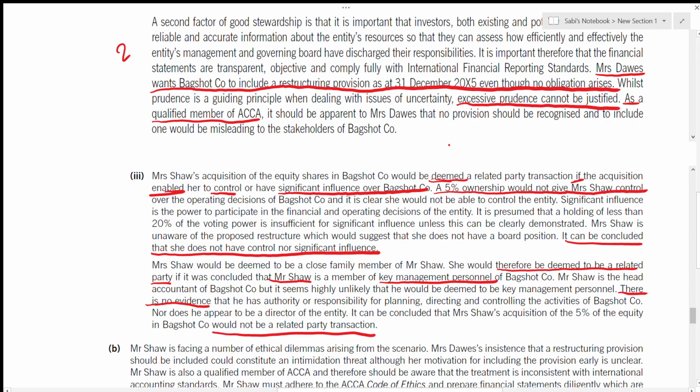So finally, your conclusion is it's not a related party transaction, right? So even in the first one, it's not a provision. Restructuring, it cannot be recognized as a restructuring provision. Now, it is not a related party transaction.